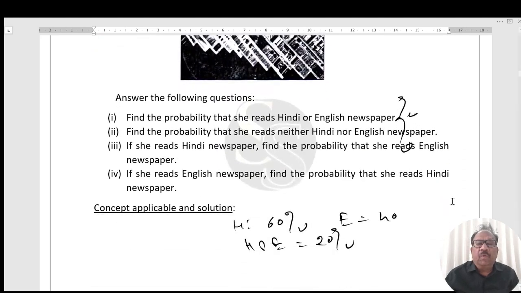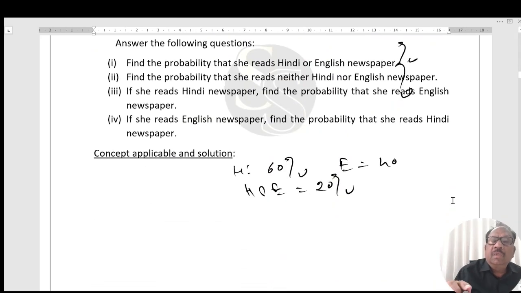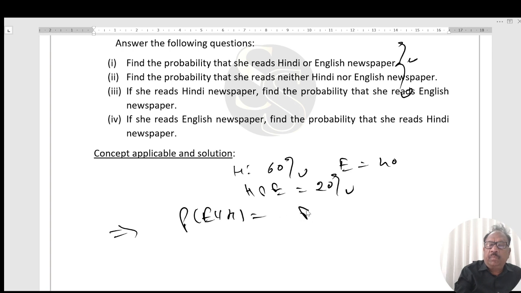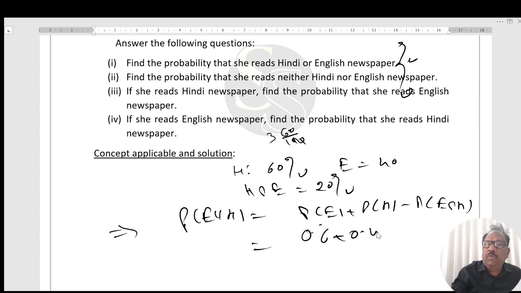Now we have to find the probability that she reads Hindi or English. P(E ∪ H) = P(E) + P(H) - P(E ∩ H). That is 0.6 plus 0.4 minus 0.2, which comes out to be 0.8.